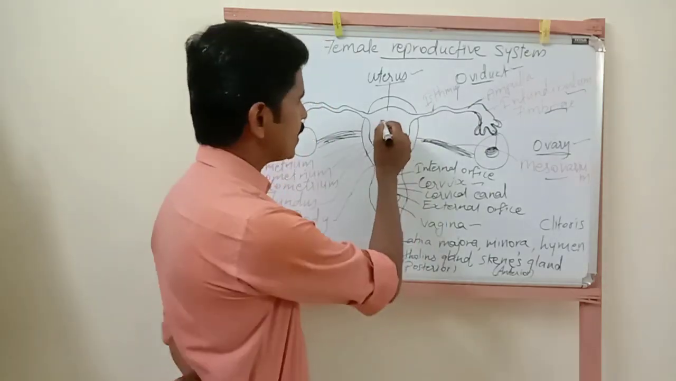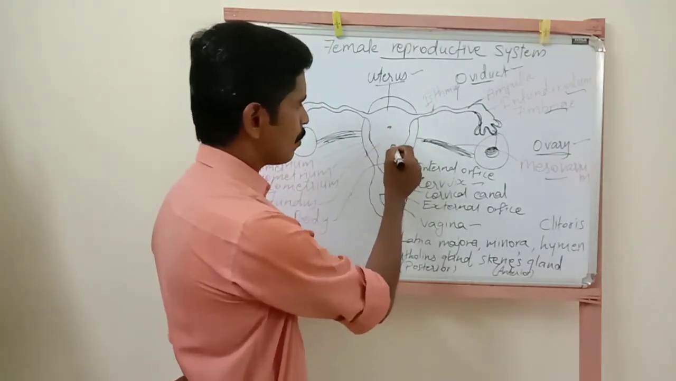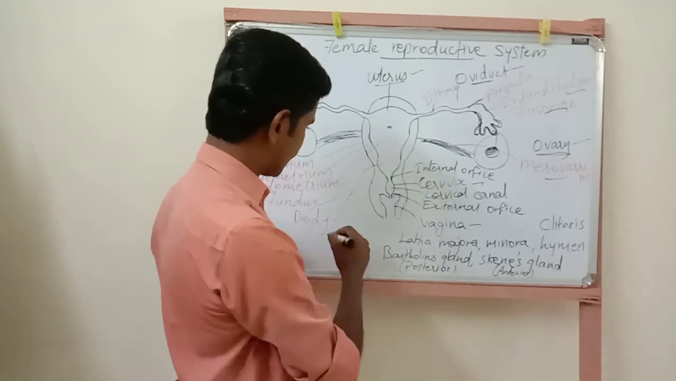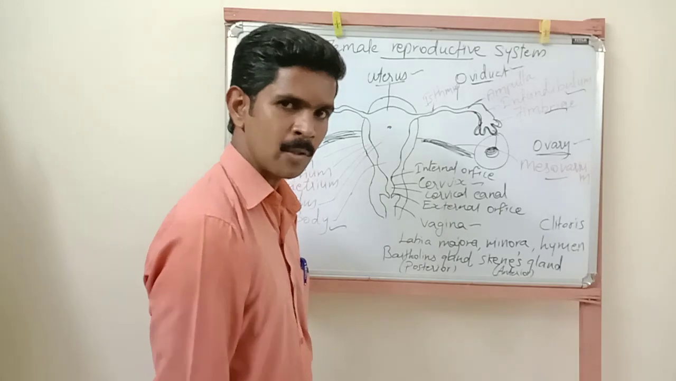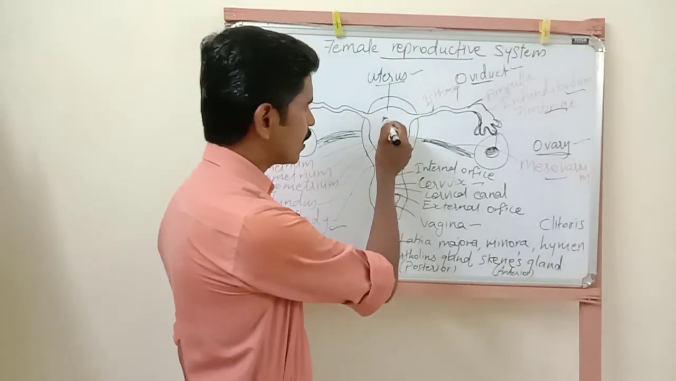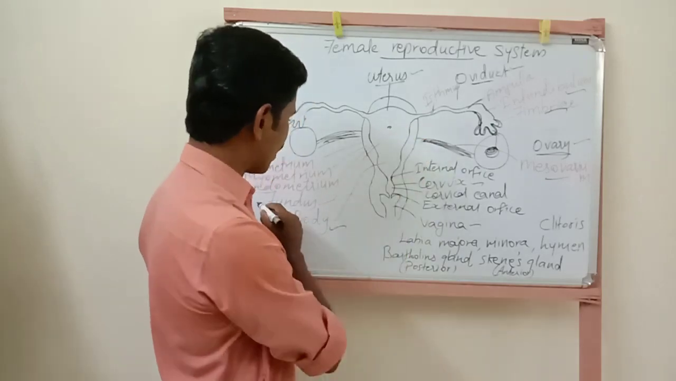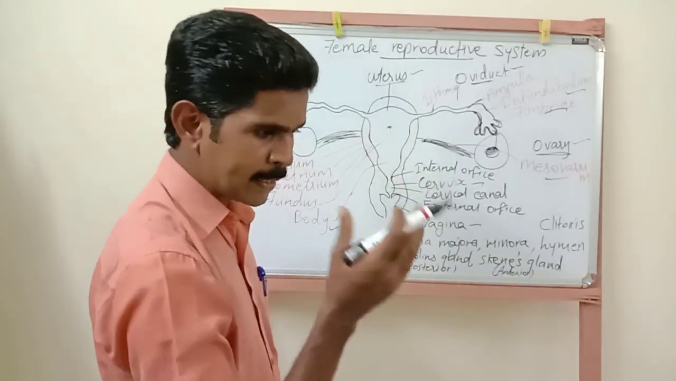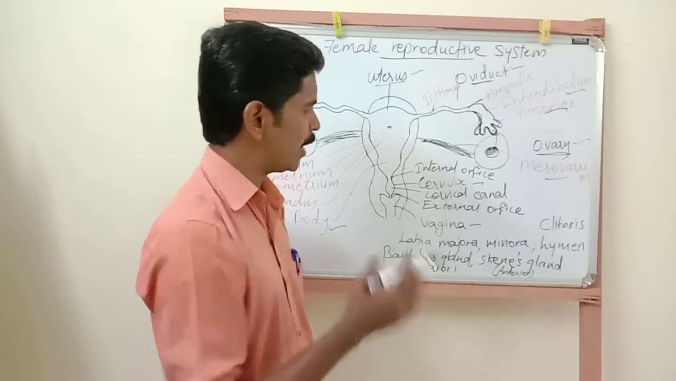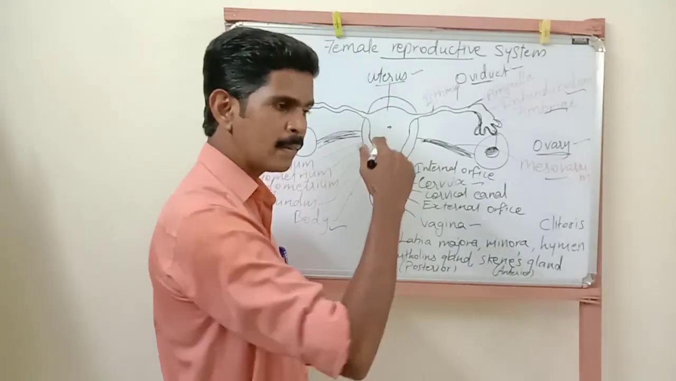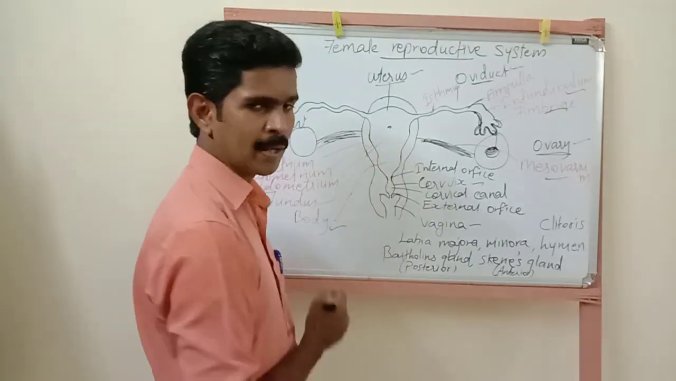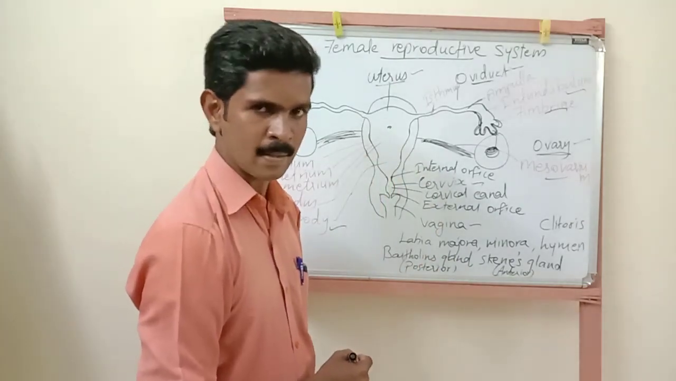The main region of the uterus is called the body. That means this region is the main part of the uterus. So this region is called the body region of the uterus. Anterior to this body region, one more empty region is there. It is called fundus. So the inner side of the uterus is divided into two portions. The main portion is called body. Then above this body region, one more portion is there. It is called fundus. Understand?